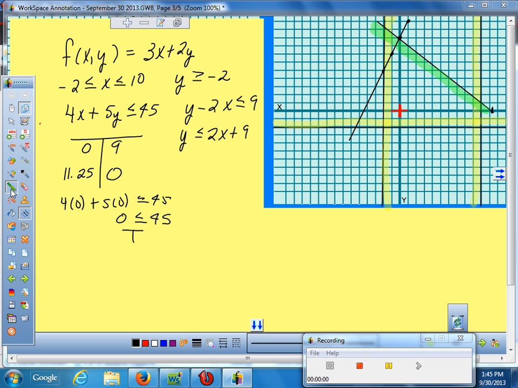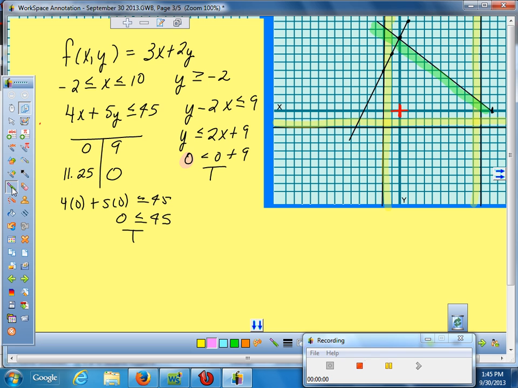And how do I decide where that one's going to shade? Okay, it is y is less than, so it's going to be below. Or you can test it. If I substitute 0, 0 in there, is 0 less than 0 plus 9? Yeah, 0 is less than 9, that's true. So I need to shade toward 0, 0, which means I'm on this side of the line.